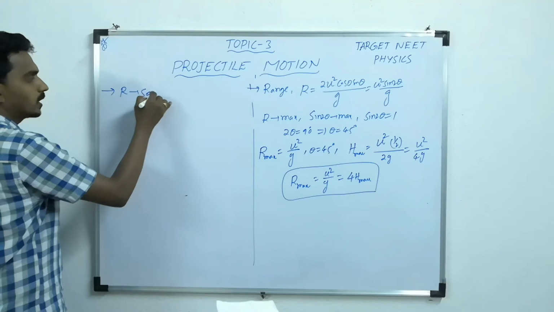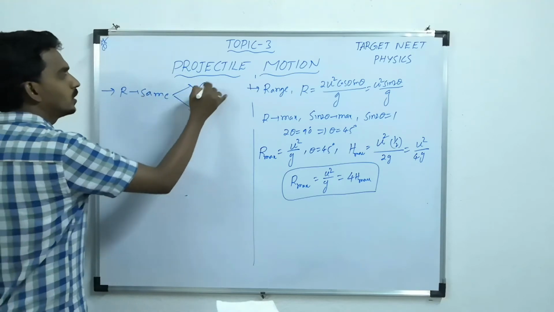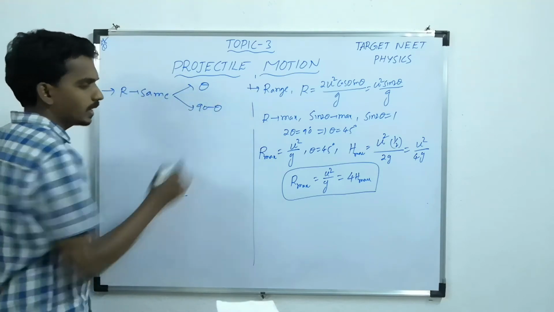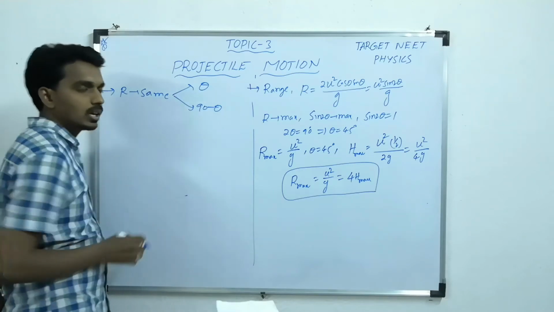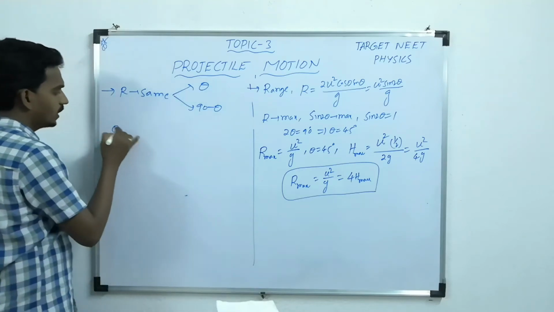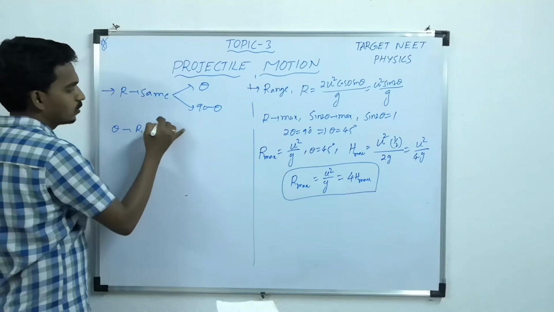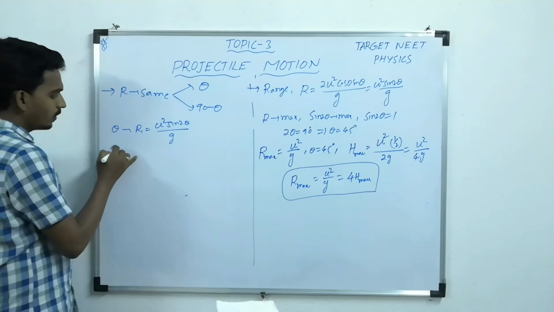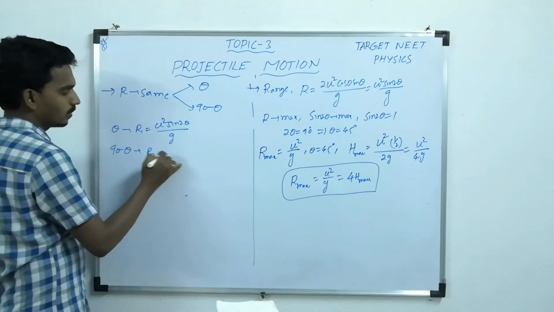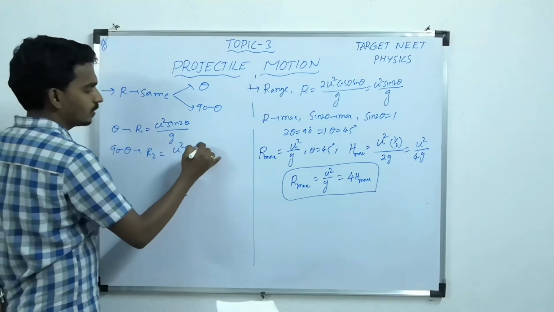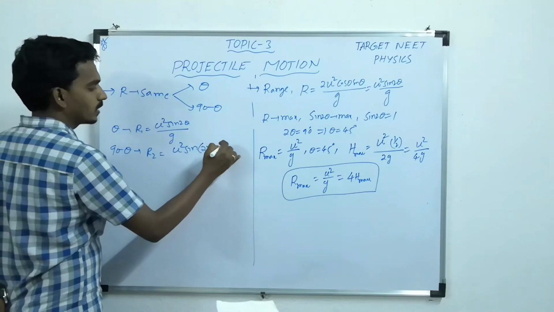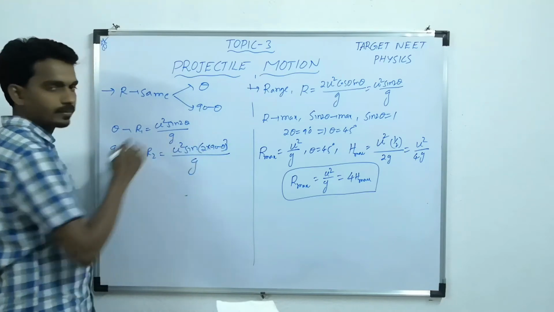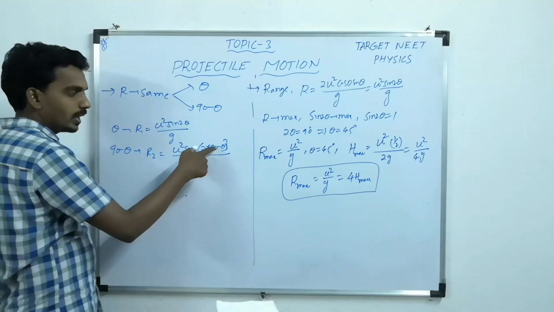The range of a projectile is the same for two different angles, theta and 90 minus theta, called complementary angles. For theta, the range is u square sin 2 theta by g. For 90 minus theta, the range will become u square sin of 2 into 90 minus theta divided by g, so it will become 180 minus 2 theta.